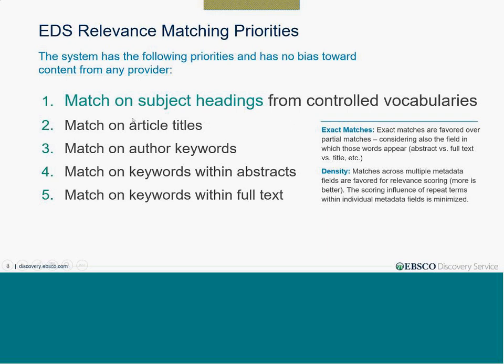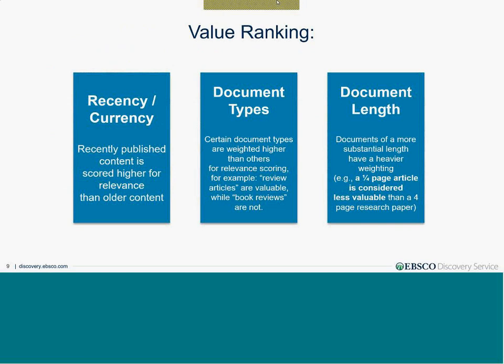But you'll usually find on the first page of results, your keywords will match across those controlled terms from subject headings. In addition, on the first page of results, it will show you the more current content first, so you'll find more recent content, and then older content, depending on your searches, of course. The document types are also considered. Some document types are weighted a little bit heavier than others and therefore appear higher. Something like a book review is considered less valuable, so it's right down the bottom, 10 pages in, whereas a review article would appear higher. The document length is also considered. A quarter page article is considered less valuable than, say, a full page research paper. They're just some of the things that work in tandem to produce the first page of results.